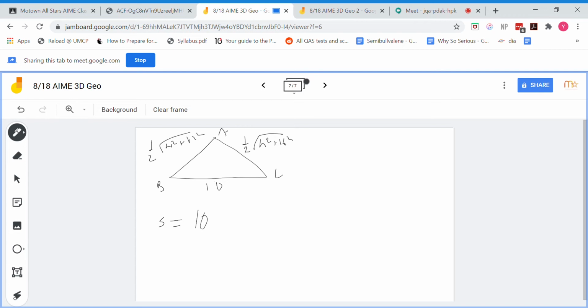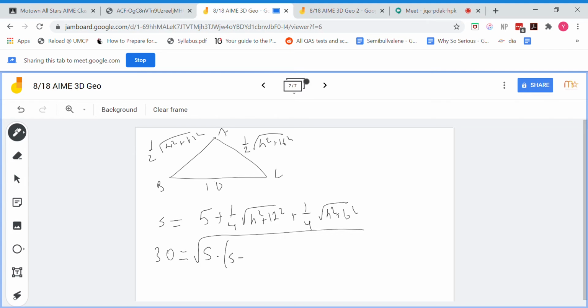So the semi-perimeter is, let's see, 5 plus 1/4 square root of h squared plus 12 squared plus 1/4 square root of h squared plus 16 squared. And so the area equals square root of this quantity times, right, we can apply Heron's formula, but this looks like it's going to be a lot of work. So what might be a much easier way of doing it?